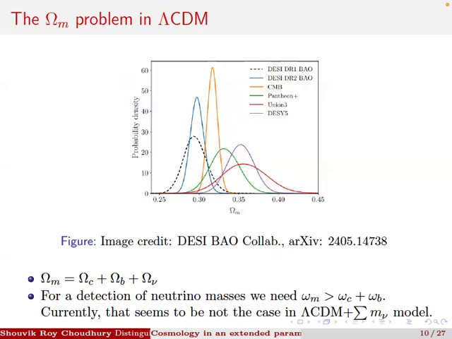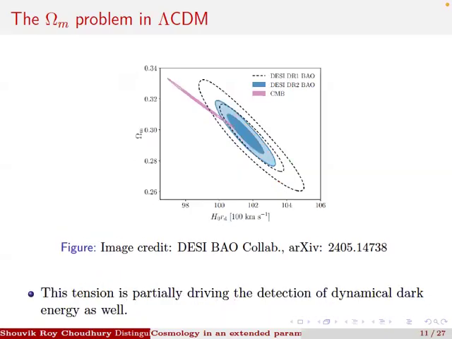So what I'm saying is that since BAO omega m is smaller, this creates an issue: small omega m becomes less than omega c plus omega b, and hence we don't see a detection of neutrino masses, because we need small omega m to be greater than omega c plus omega b. There is this tension as well.